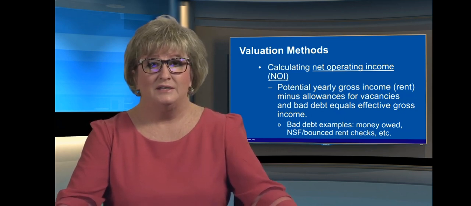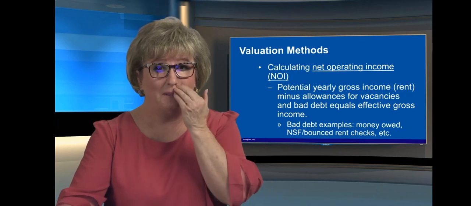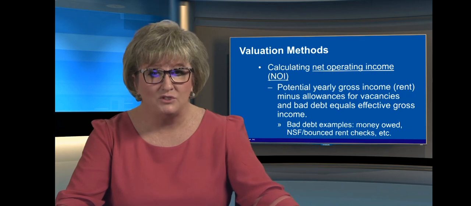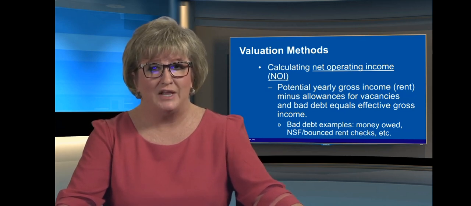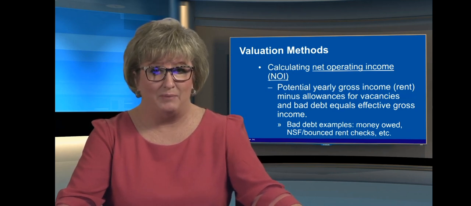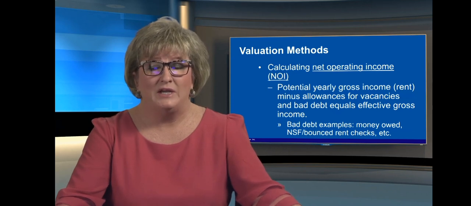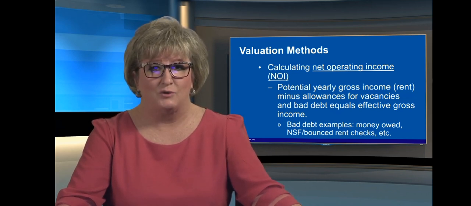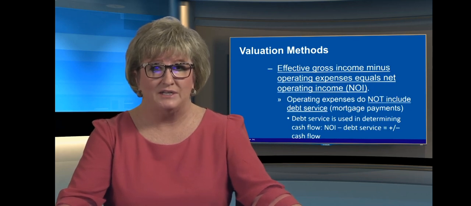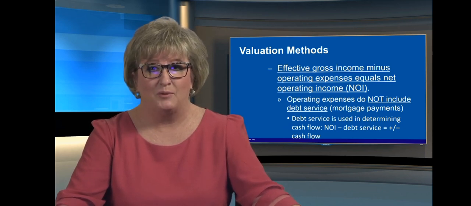Net operating income is calculated as follows. We take the potential annual gross income, minus allowances for vacancies and bad debt, and then we come up with the effective gross income. Effective gross income minus operating expenses equals net operating income.